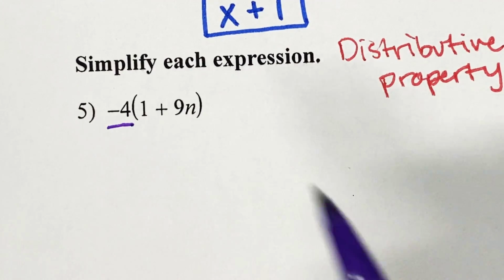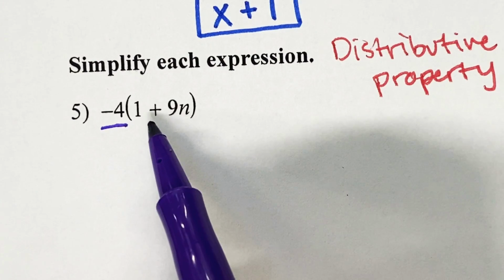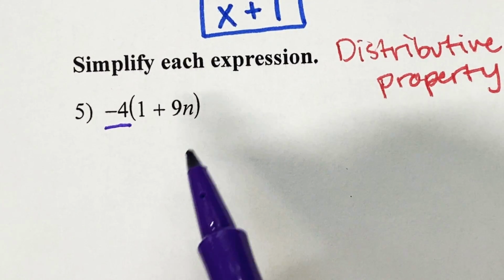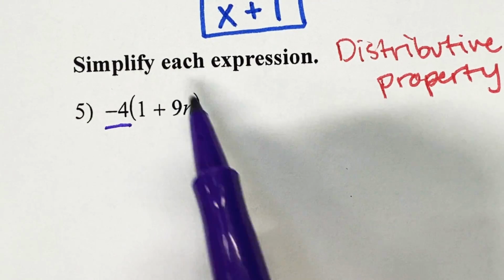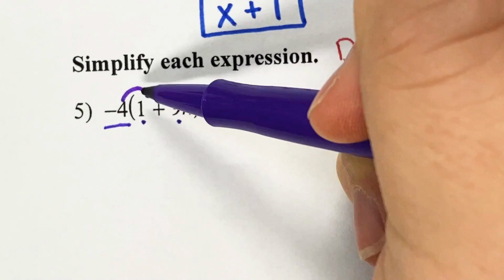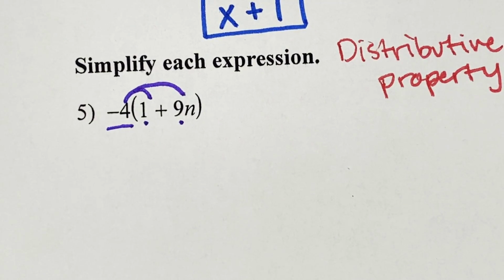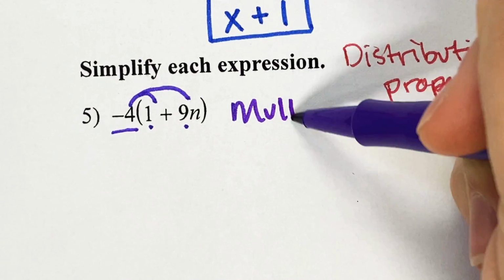It's this negative 4. Think of it like this: negative 4 is on the outside of the house, and it wants to come hang out with both things in the house, in the parentheses. So it wants to come into the house and hang out with both these guys. Well, what is it actually doing when it comes into the house? Are we adding that negative 4? Are we subtracting it? What are we doing? We are multiplying.